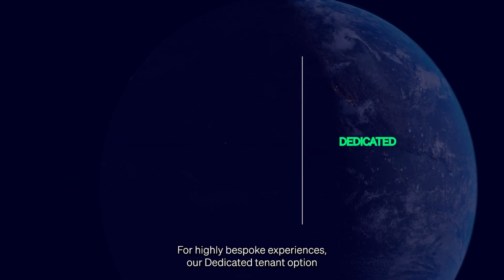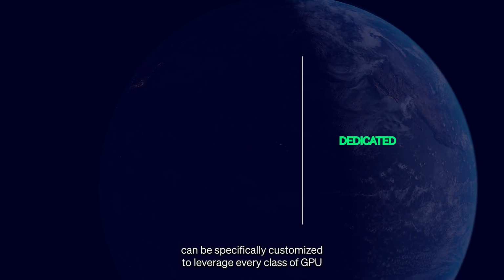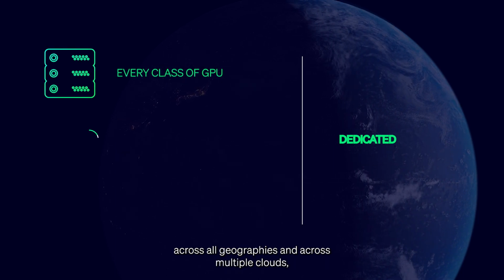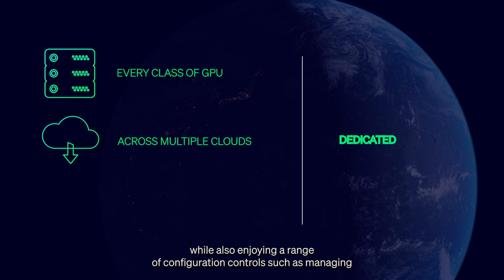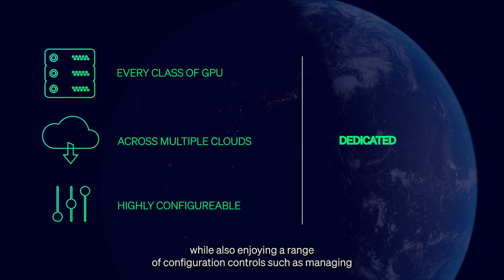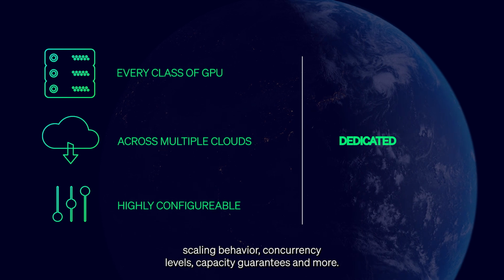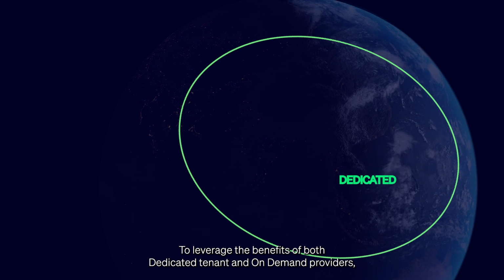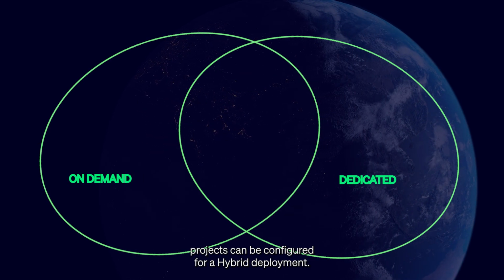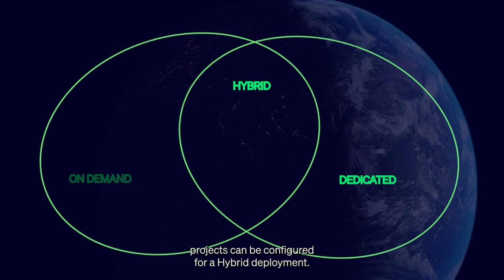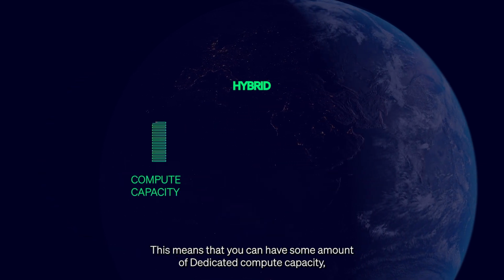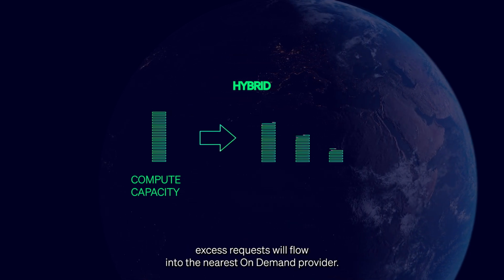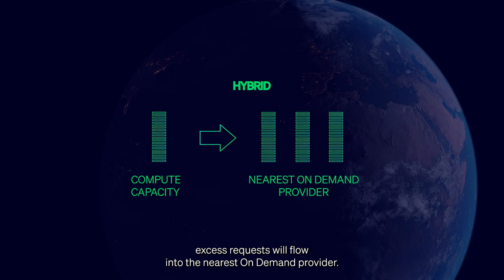For highly bespoke experiences, our dedicated tenant option can be specifically customized to leverage every class of GPU, across all geographies and across multiple clouds, while also enjoying a range of configuration controls such as managing scaling behavior, concurrency levels, capacity guarantees, and more. To leverage the benefits of both dedicated tenant and on-demand providers, projects can be configured for a hybrid deployment. This means that you can have some amount of dedicated compute capacity, and if the demand for your model exceeds that capacity, excess requests will flow into the nearest on-demand provider.